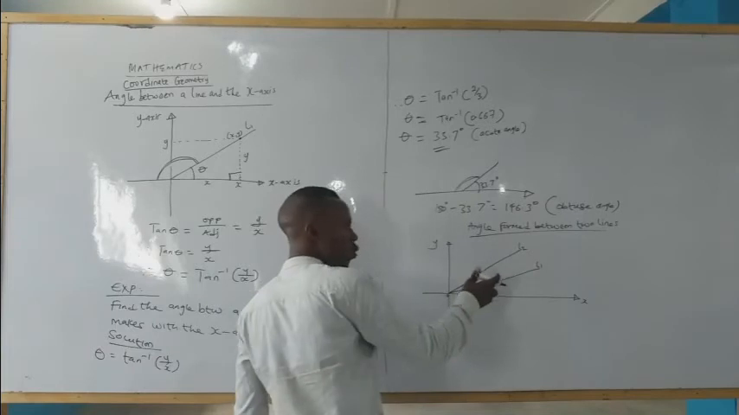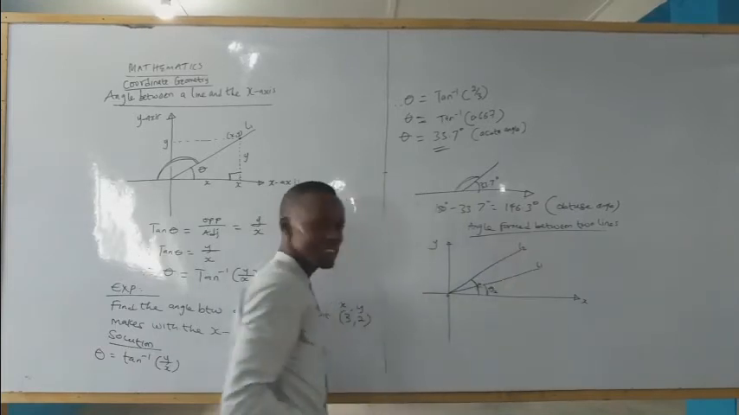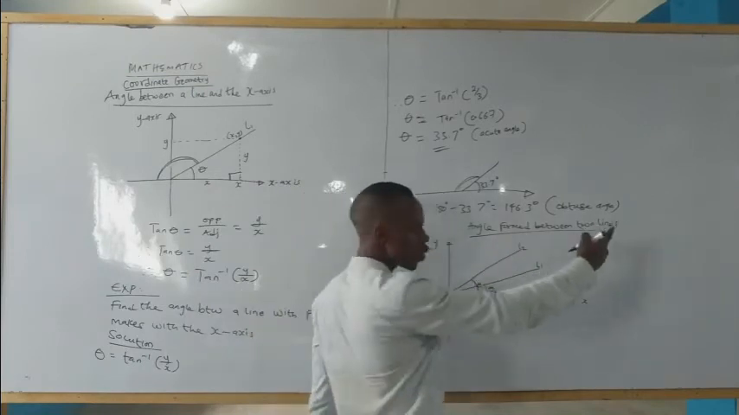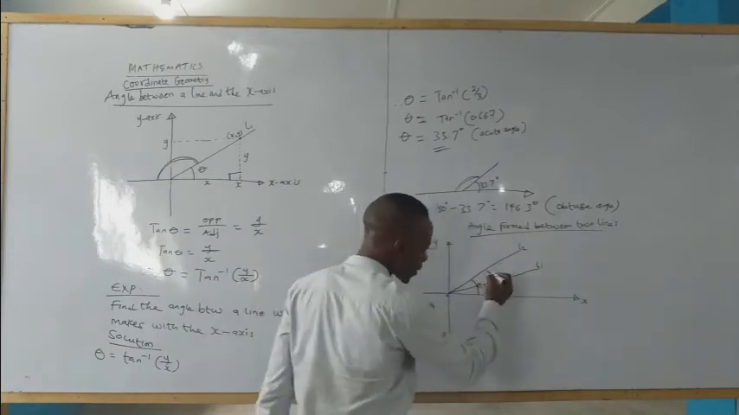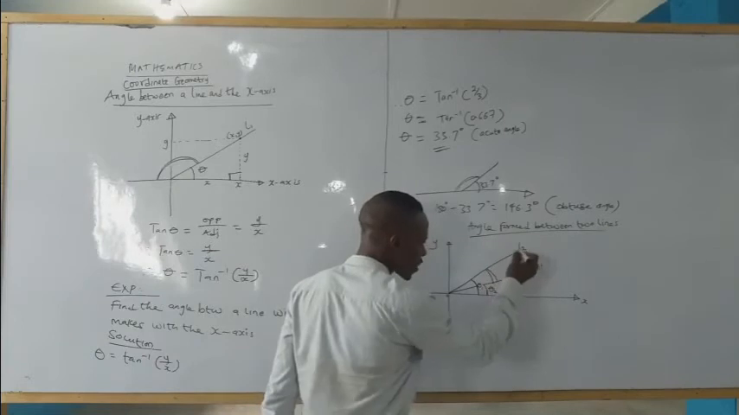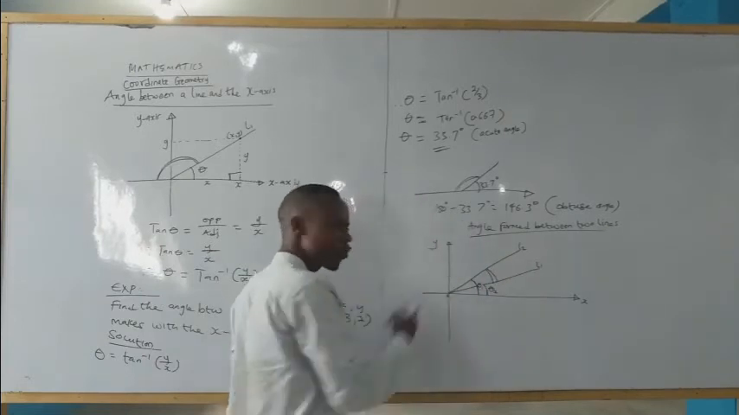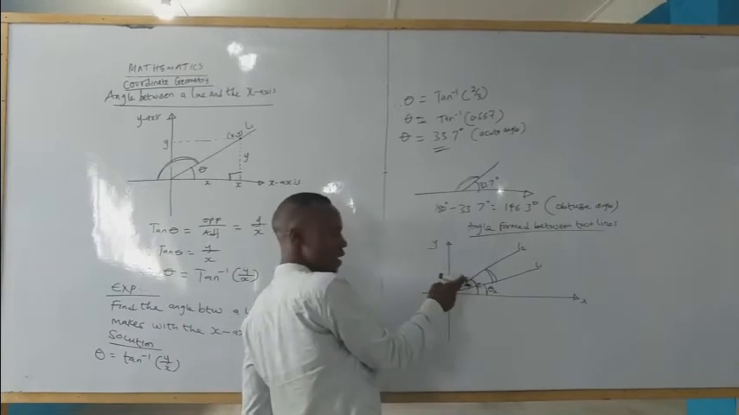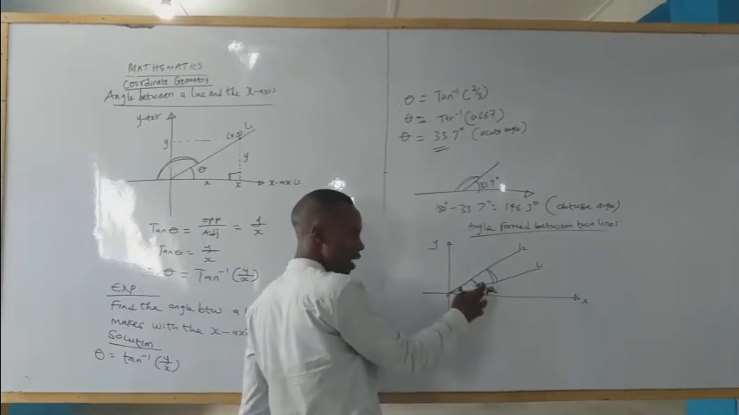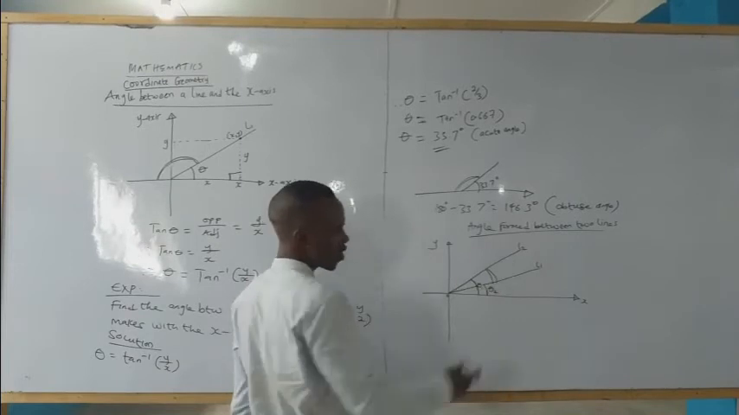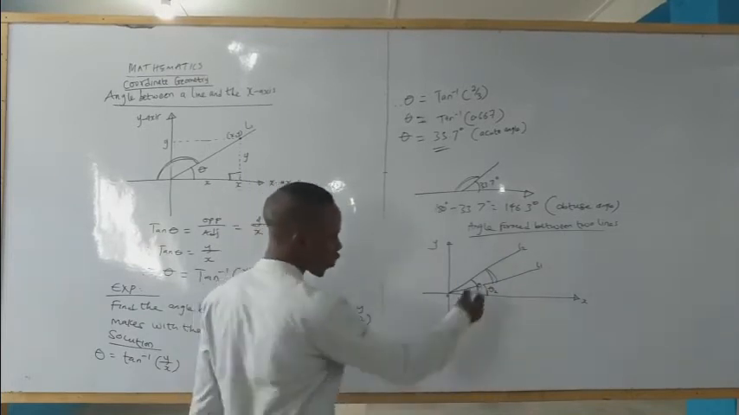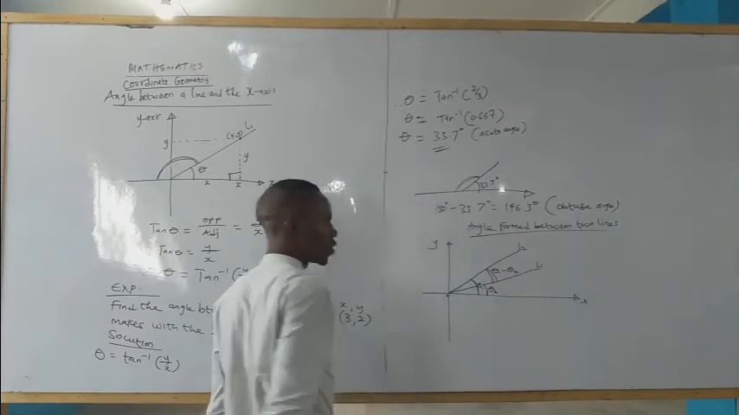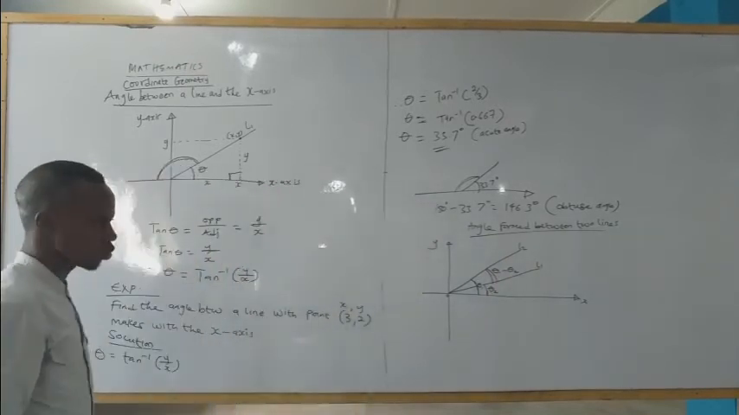So the angle between L2 and L1 is the angle formed between two lines. So how do we get the angle here? Since from here to here is theta 1, and from here to here is theta 2, the difference will be the angle between the two lines. So from here now we have theta 1 minus theta 2.